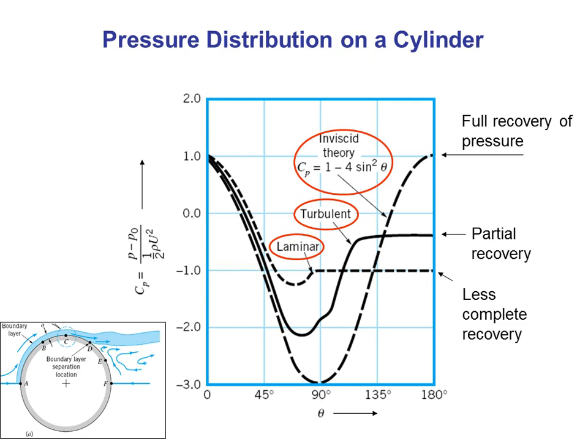Now this story is very complicated. If it's a streamlined body, then obviously the laminar boundary layer is better than the turbulent boundary layer. Right? Laminar boundary layer, that's right.